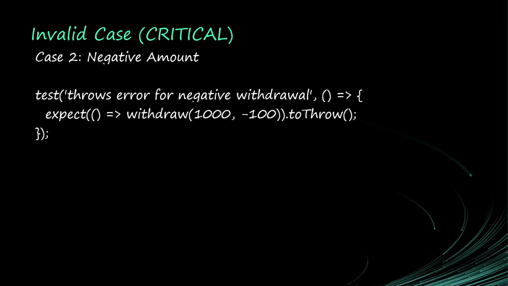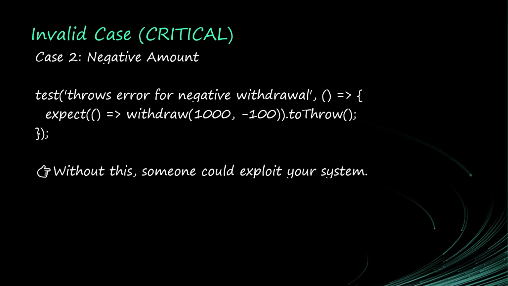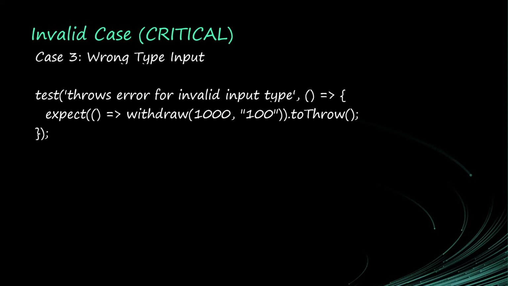So what if the user gives you a negative number that they want to withdraw? You should throw an error. Negative numbers cannot be allowed as the amount. Without it, someone could exploit your system. So these are the cases we should check. What if they give you the wrong type? This is an invalid case. You should also check if the user gives you a wrong type, instead of a number, they are giving you a string. This prevents type-related bugs.